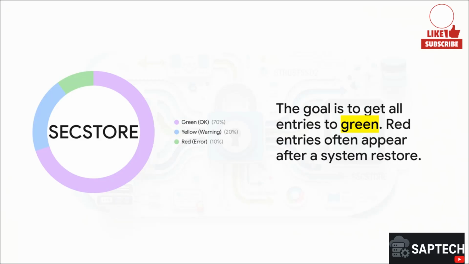When you run a health check on your SECSTORE, you'll see entries with different statuses. Green, you're golden. Everything is active and working just as it should. Yellow is a warning, kind of a heads up. But red? Red means there's a problem. You often see this after something like a system restore, where the old encryption keys no longer work. Your goal is always to get everything back to green.